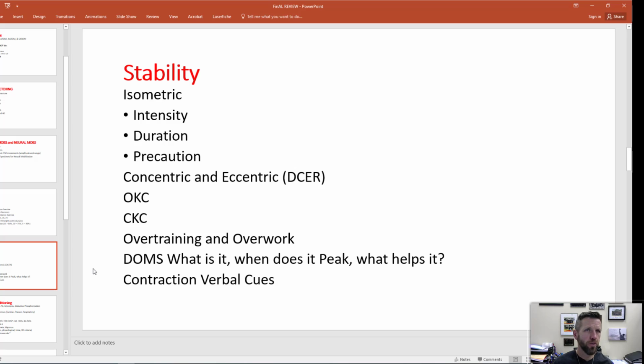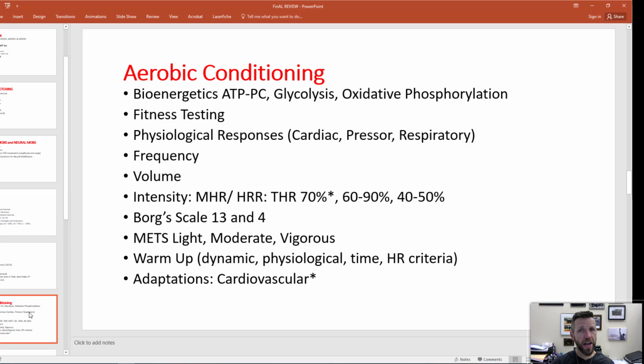Well, you can try to throw the whole sink at it, ice and TENS and heat and all these things. But what we know is a little bit of gentle, active movement is best for DOMS. And so those are some key takeaways on both the DOMS concept, but just all in general on stability. All right, so now we move into chapter 7, where we talked about aerobic conditioning.